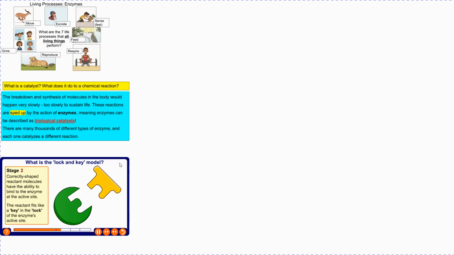Okay, so this yellow one's coming along, it fits perfectly into the active site and it forms this complex. Now, sometimes it's called the enzyme reaction complex, sometimes it's called enzyme substrate complex. Okay, but the point is that it's the two bits joined together. So you've got your substrate actually fitting into the active site, this special hole on your enzyme.